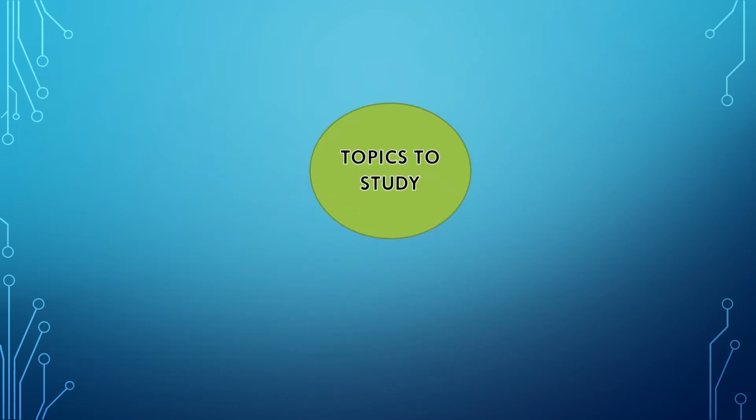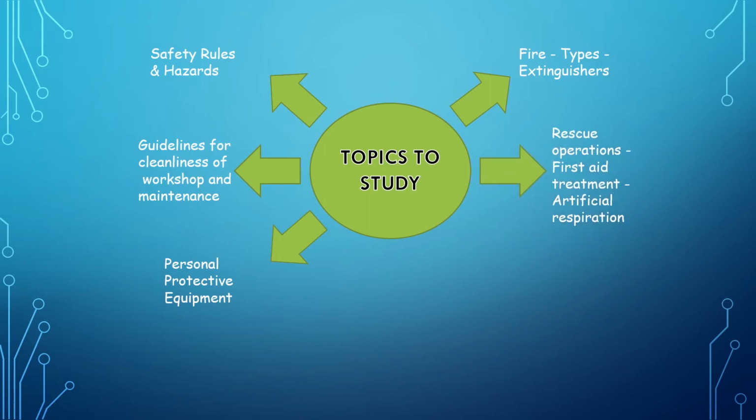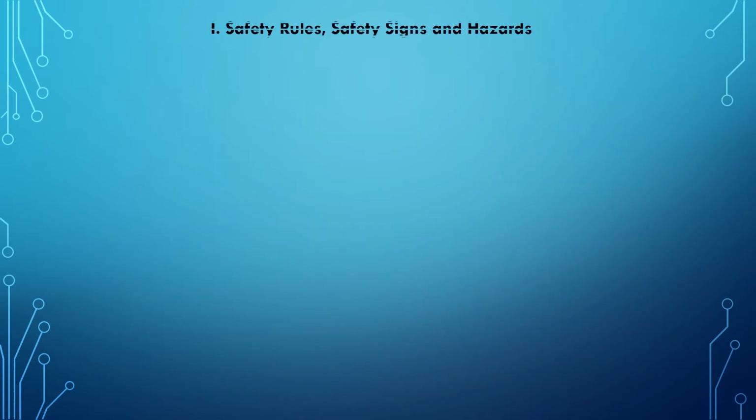Topics to study: safety rules and hazards, guidelines for cleanliness of workshop and maintenance, personal protective equipment, fire types and extinguishers, rescue operations, first aid treatment, artificial respiration, disposal of waste material. Safety rules, safety signs and hazards.